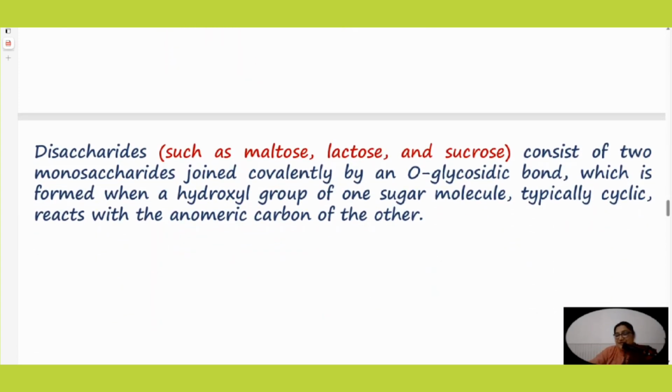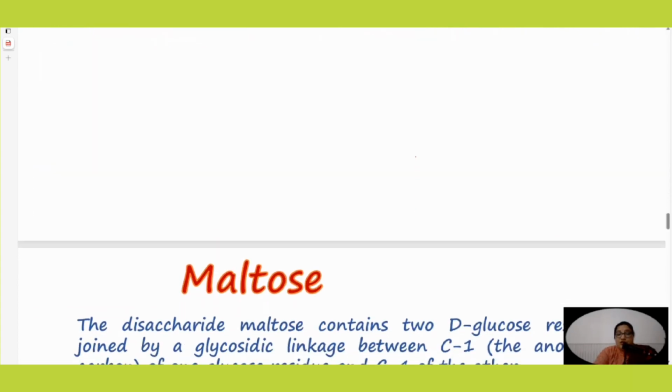So disaccharides, as we already know, such as maltose, lactose, sucrose, contain two monosaccharide units which are joined together covalently by an O-glycosidic bond. This O-glycosidic bond is formed when a hydroxyl group of one sugar molecule reacts with the anomeric carbon atom of another sugar.